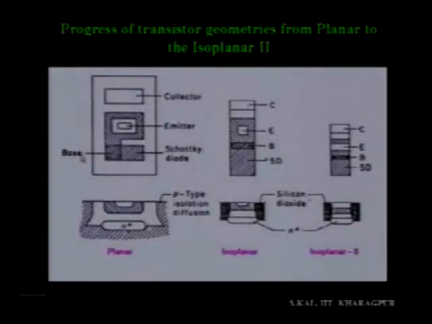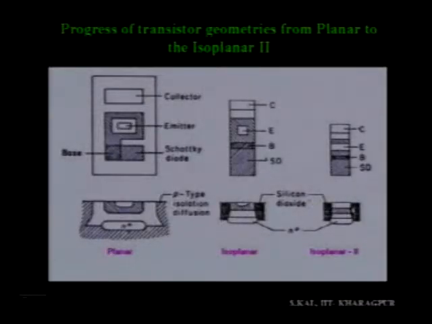And a comparison of the dimensions of the three configurations is shown here. So you see, if a planar structure looks like this, then isoplanar has been reduced both lengthwise and widthwise. And isoplanar 2 is the improved version of isoplanar, and there sometimes we use self-aligned technology, and that means for alignment of the emitter inside the base, I had to leave some space here and some space here in the isoplanar configuration.